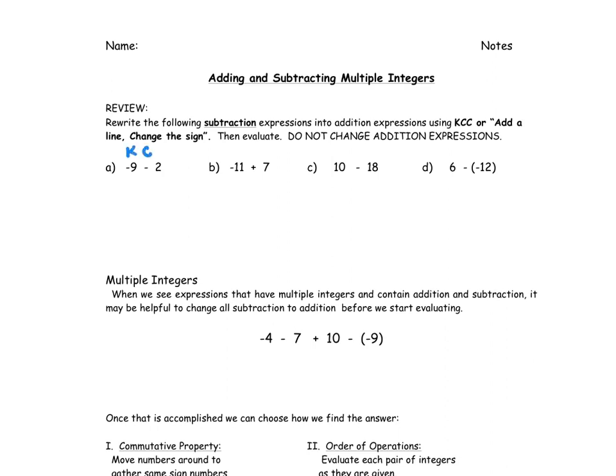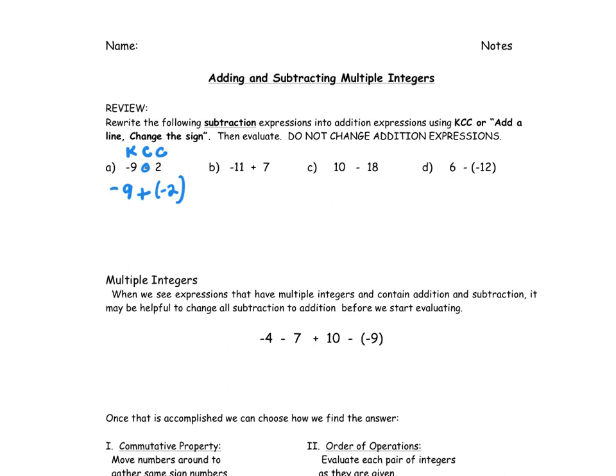Keep, change, change. We're trying to change that to a plus. So I'm going to keep that -9. I'm going to change the minus to a plus, and then this 2 is right now a positive, so it's going to become negative. So now I need to evaluate it, which means I have to find the value. And you can see that it's now addition.